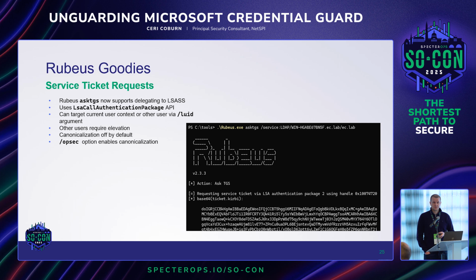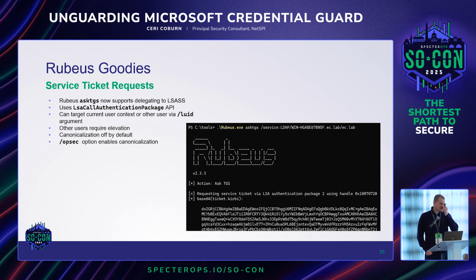Rubeus already had the capability of requesting tickets via LSASS or via LSA through the TGT deleg command. Now, unfortunately, TGT deleg no longer works if you've got Credential Guard enabled, because the TGT is essentially wrapped within Credential Guard. You won't be able to use TGT deleg either when Credential Guard is enabled.